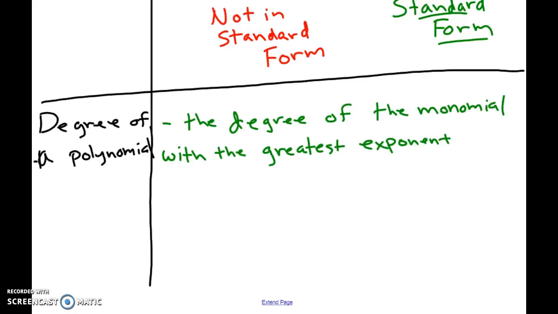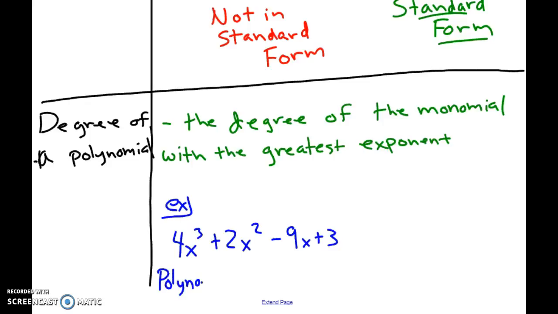Okay, so an example or two would be something like we have 4x cubed plus 2x squared minus 9x plus 3. That's a long expression, but today all we're talking about is the polynomial degree. Okay, so the polynomial degree, it's just the highest one. Okay, so since the first term is to the third power, the degree is 3.